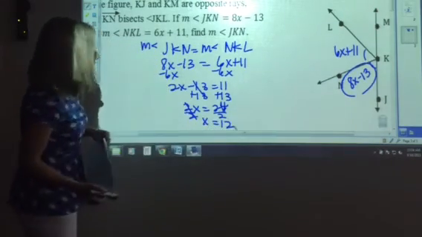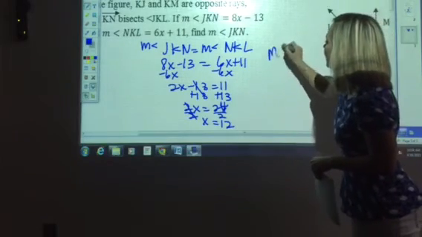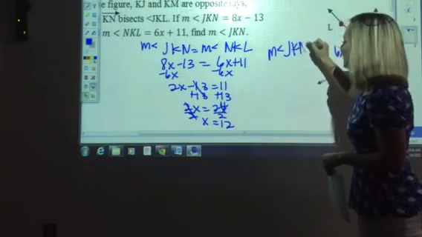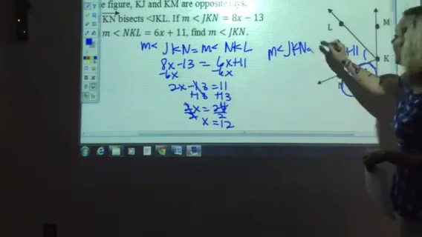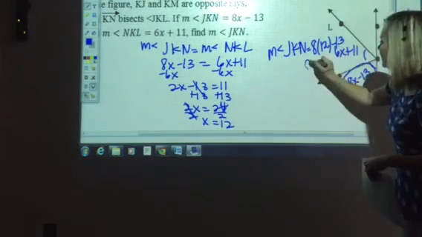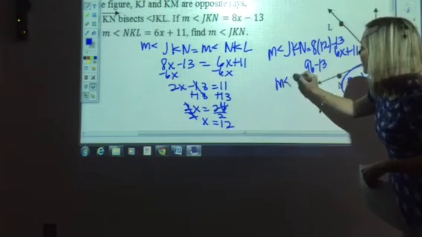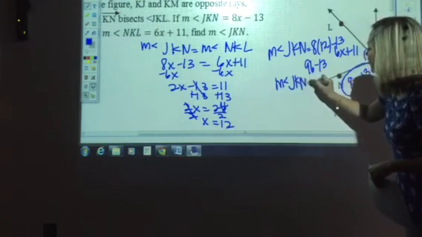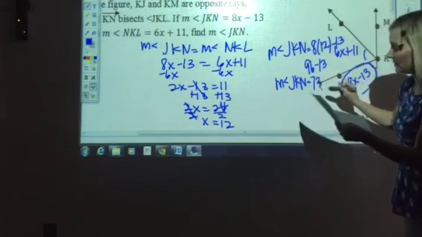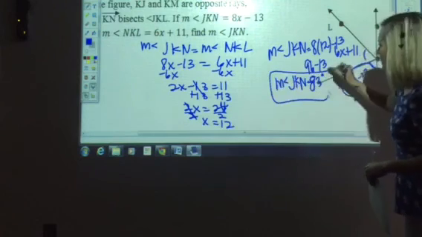Okay. All right, so whenever I plug in over here for JKN, the measure of angle JKN is going to be equal to 8 times 12 minus 13. So that's going to give me 96 minus 13. So the measure of angle JKN is going to be 83 degrees. Okay.